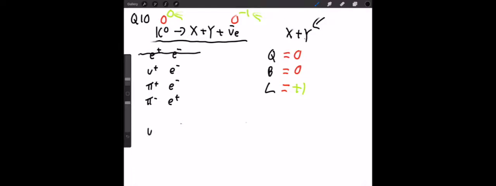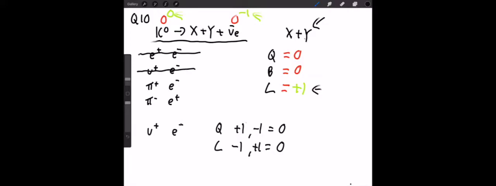Okay, so we've got a positive muon and an electron. Again, we'll look at the charge. Well, that would be +1 -1 equals 0, so that one's fine. Lepton number, positive muon has a lepton number of -1, that's from the formula sheet, and the +1, so that gives me 0. I don't want that, I want a lepton number of +1, so it can't be the second option.